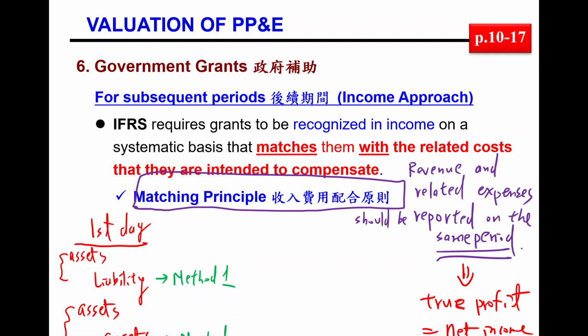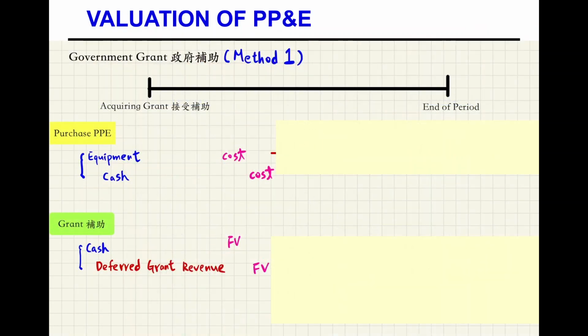So how about your first method, liability? This is the first method. If today your company spends the money to buy the PPE, what's the amount we use? Remember, when you buy assets, always the first issue is to determine our cost, right? So how to determine our cost? 1 plus 2.